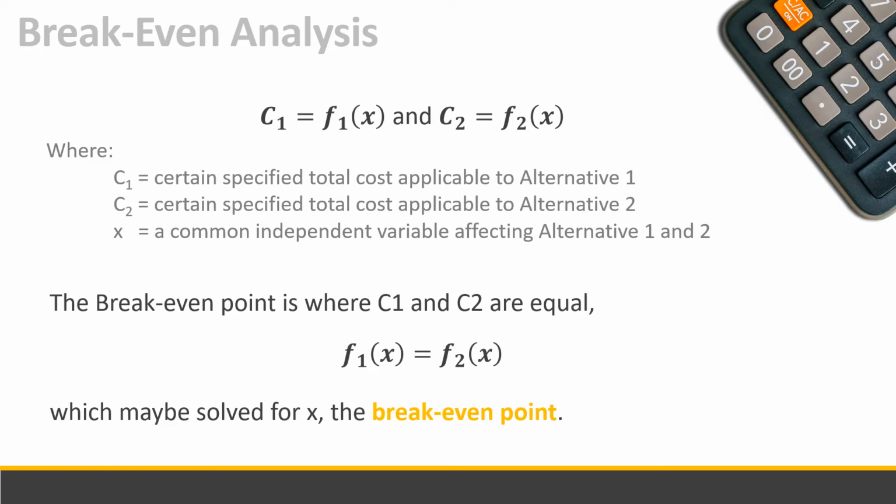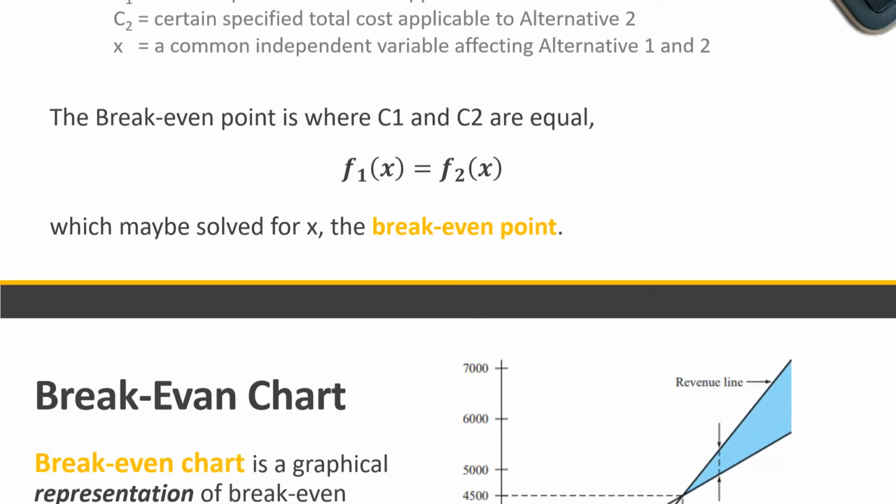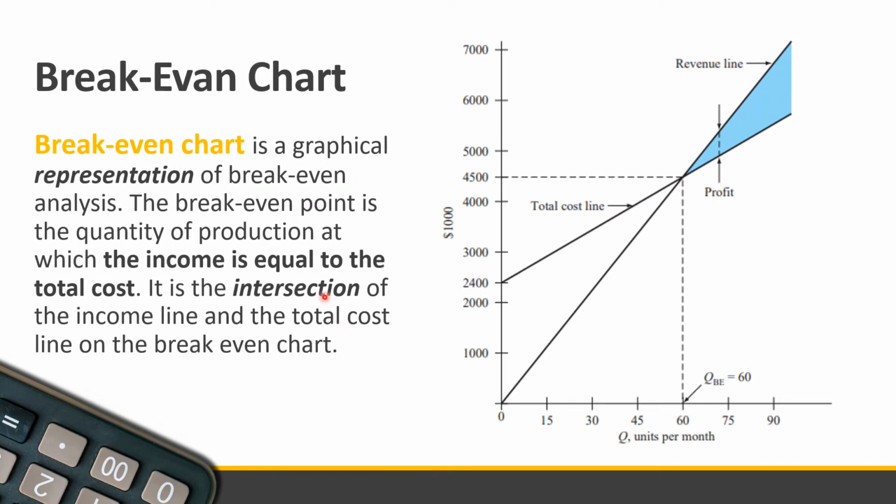A break-even chart is a graphical representation of break-even analysis. The break-even point is the quantity of production at which the income is equal to the total cost. It is the intersection of the income line and the total cost line of the break-even chart.